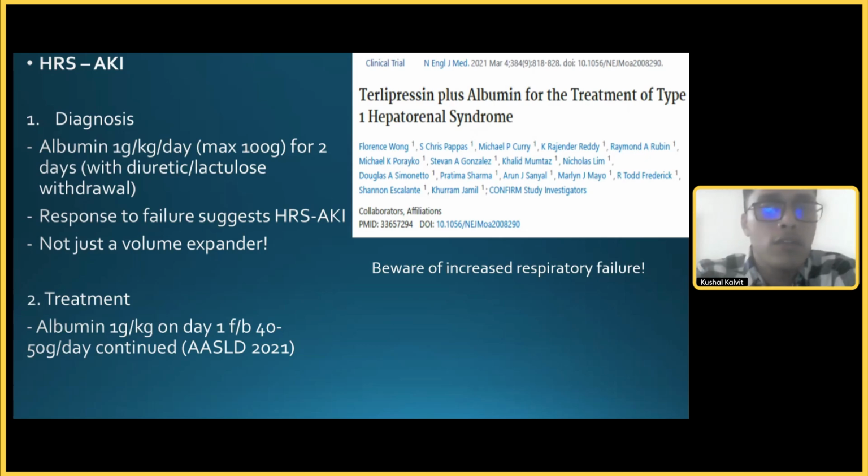So whenever we use 20% albumin or 25% albumin along with terlipressin, we need to also think about the cardiovascular effects and the increased incidence of respiratory failure. So the fluid monitoring at this stage is very important, and we can use the help of lung ultrasound, we can use the help of POCUS here whenever we start treatment of hepatorenal syndrome with albumin.